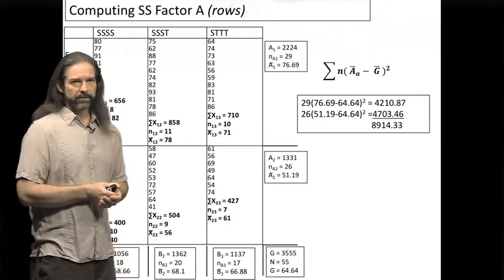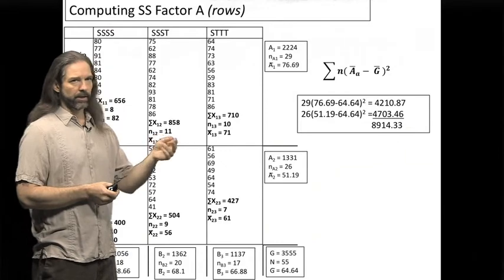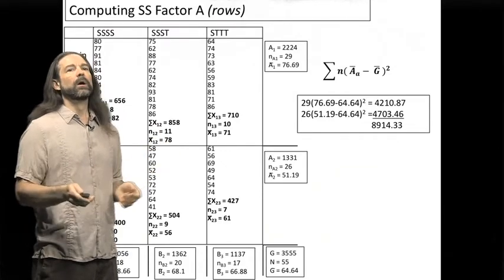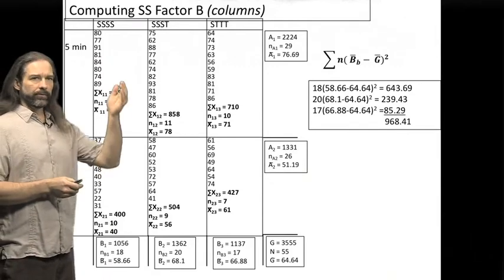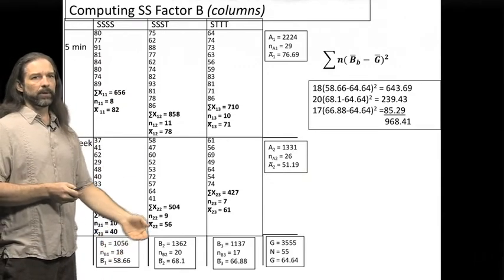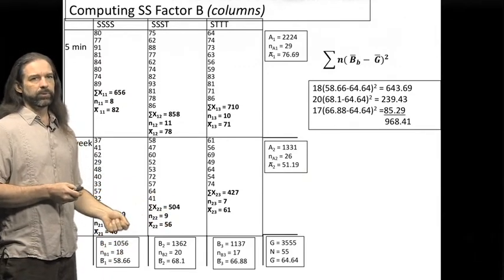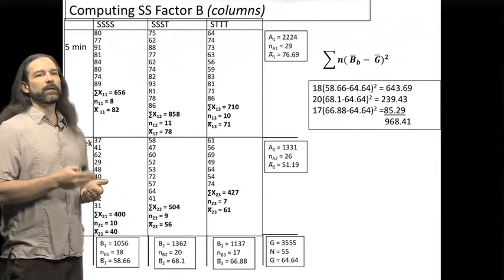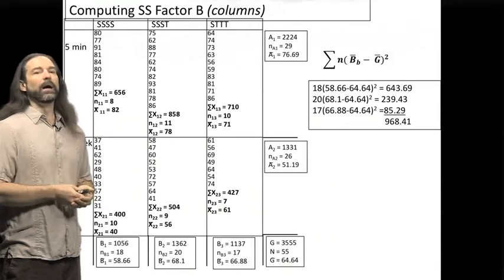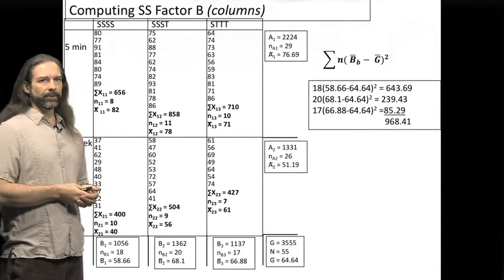If you've been committing this to memory, you know what's coming next. I did cells, I did rows, so now I need to do columns. So we move to factor B. We've got our B bar 1, B bar 2, B bar 3. We've also plugged in our n values in each of those marginals. How many columns do I have? I have 3. I know I will be doing that equation 3 times.